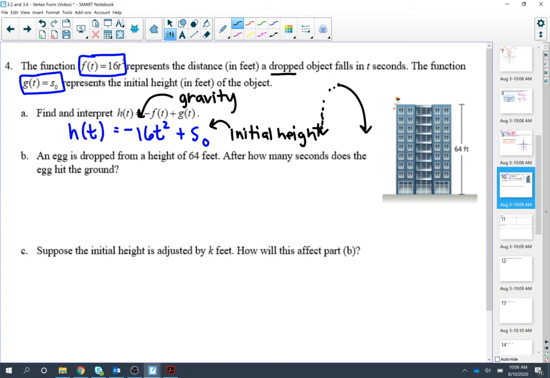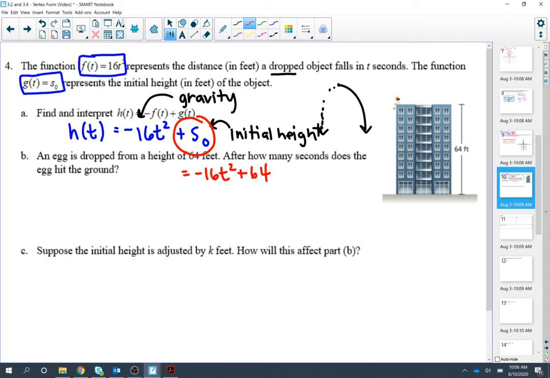So letter B, an egg is dropped from a height of 64 feet. After how many seconds does the egg hit the ground? Okay, well, I have this function. This function represents the distance in feet a dropped object falls in t seconds. So, first of all, it's dropped from a height of 64 feet. That's the initial height. So I'm going to take my function, and right here, I'm going to substitute in 64. So h of t equals negative 16t squared plus 64.